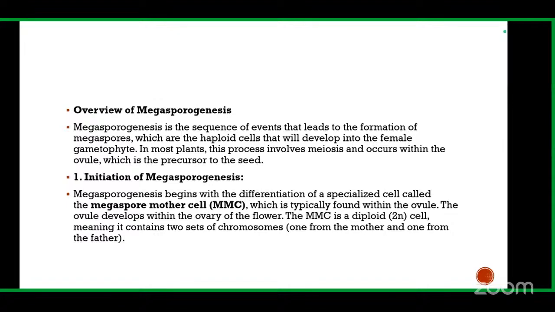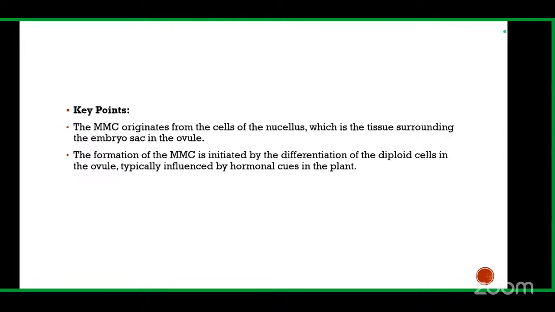Number one is initiation of megasporogenesis. Megasporogenesis begins with the differentiation of a specialized cell called the megaspore mother cell, same like the micro one. So MMC, which is typically found within the ovule. The ovule develops within the ovary of the flower. We know that the MMC is a diploid cell, and it contains two sets of chromosomes, one from the mother and one from the father. So first there will be initiation of the megaspore mother cell.